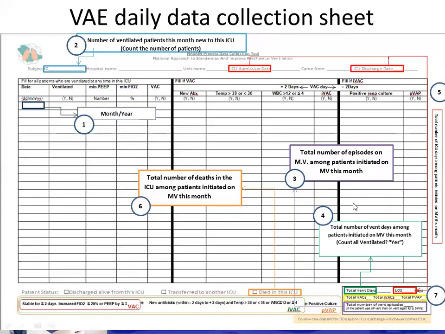The fourth one is the total number of vent days among the patients initiated on mechanical ventilation. Sometimes we get data collection sheets that are not complete. For example, whenever they have VAC or IVAC or BVAP, they will stop data collection, thinking that we don't need it for the next 14 days. We need to know how many vent days. Yes, we don't look for more VAEs, but we still count it for the outcome measures.